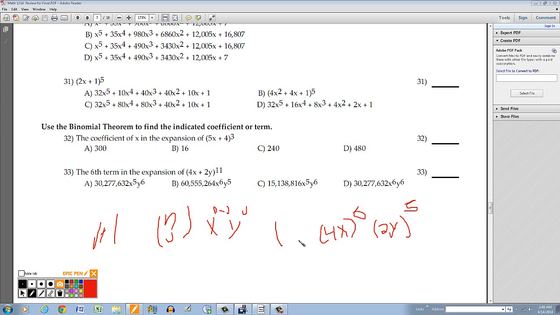Then the coefficient here is going to be obtained by the combination formula. So this should be 11, and this number here will be the same as that number there, which is 5. Then you're going to compute 11 combination 5 with your calculator. You're going to take 4 to the 6th power, 2 to the 5th power, and then multiply those numbers out, and then x to the 6th, and of course y to the 5th. If you do that, you're going to get answer B, 60,555,264 x to the 6th, y to the 5th. Clear this.